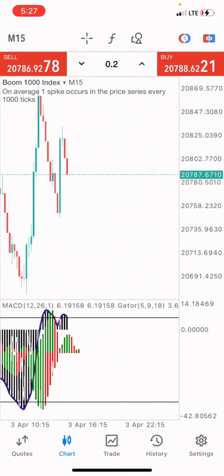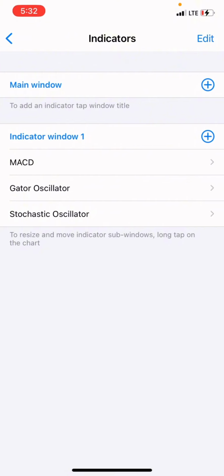All right, so I'm going to show you guys the setup right now. We're going to go direct into it, and then I'll explain how to use the setup. So quickly let's add up the indicators.